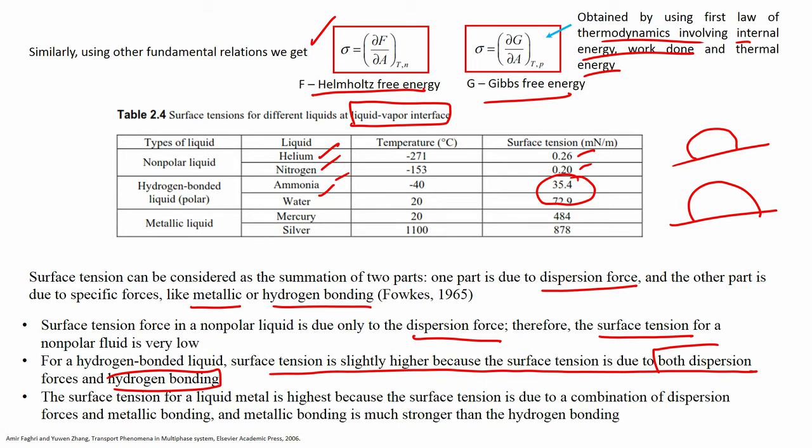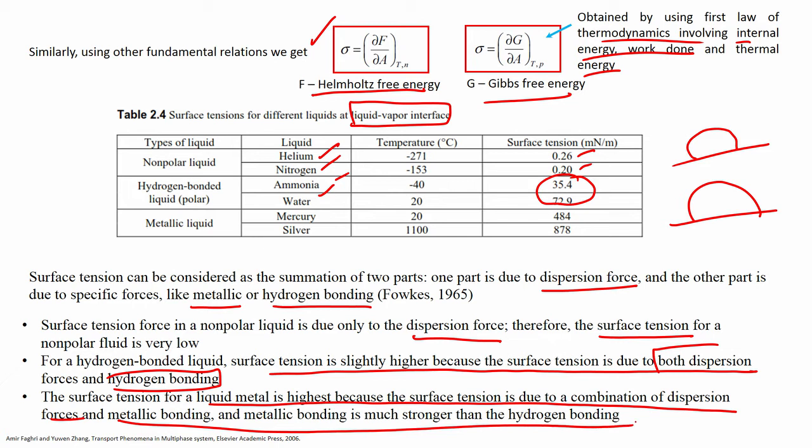Surface tension of liquid metal, however, is the highest. It is a combination of dispersion and metallic forces, and metallic bonding is much stronger than hydrogen bonding, right. So, for example, silver, mercury, if you have seen a blob of mercury, you will find that it is almost like this. That is because of the simple reason that its surface tension is very high. Because the surface tension is very high, liquid metals form this, that is why mercury almost slides over any given surface.